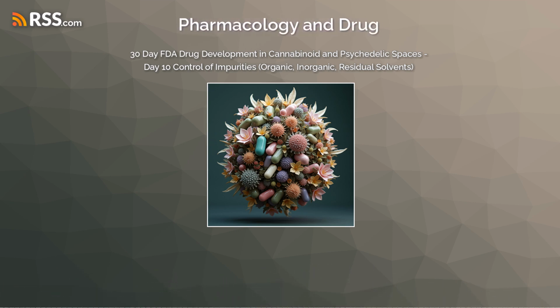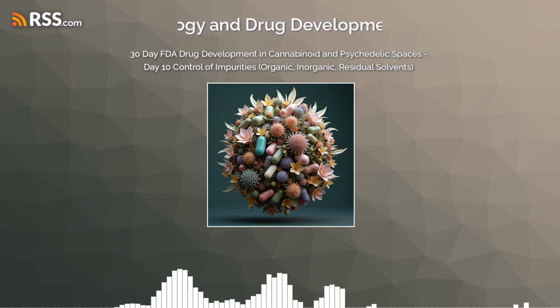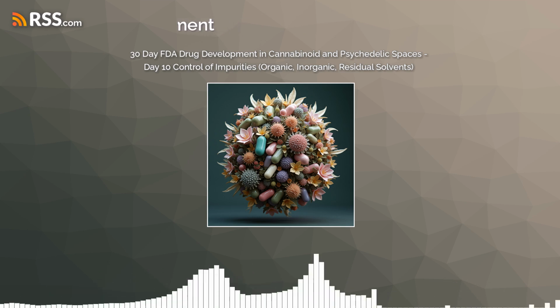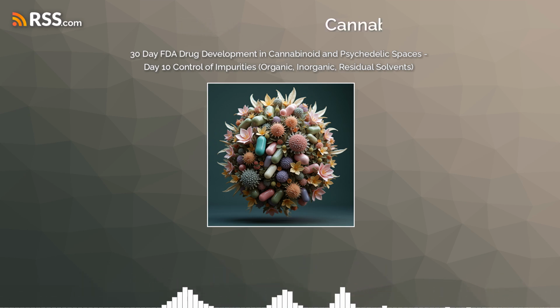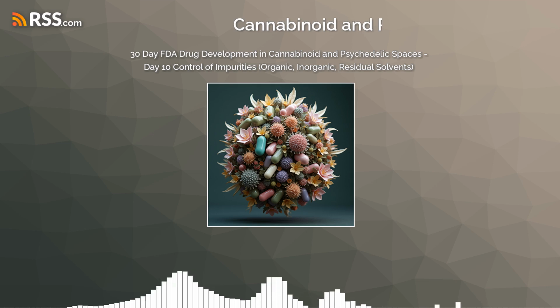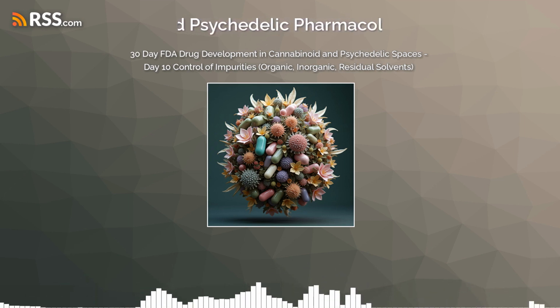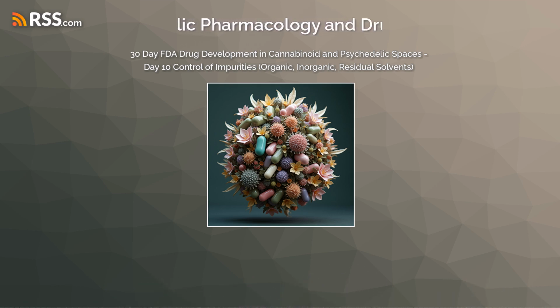How low are we talking? Think parts per billion or even parts per trillion. Wow. That's like finding a single grain of sand on a beach. Exactly. It's an incredible level of sensitivity, and it's all thanks to some really innovative technologies. Like what? Well, one exciting development is the use of microfluidic devices.